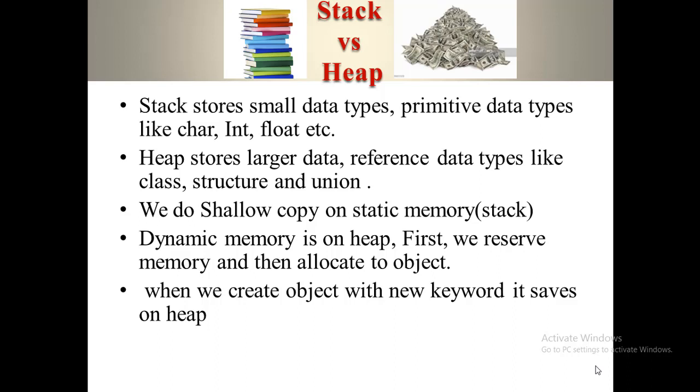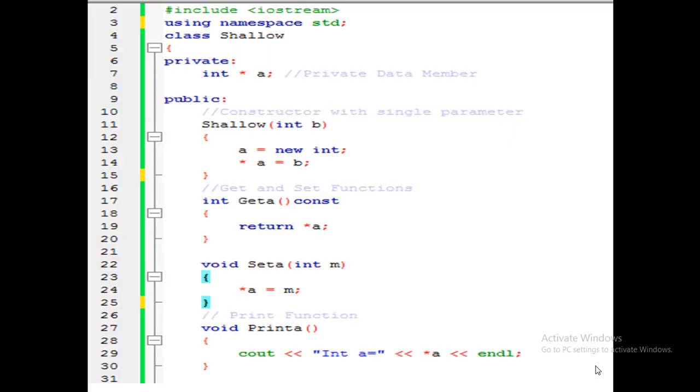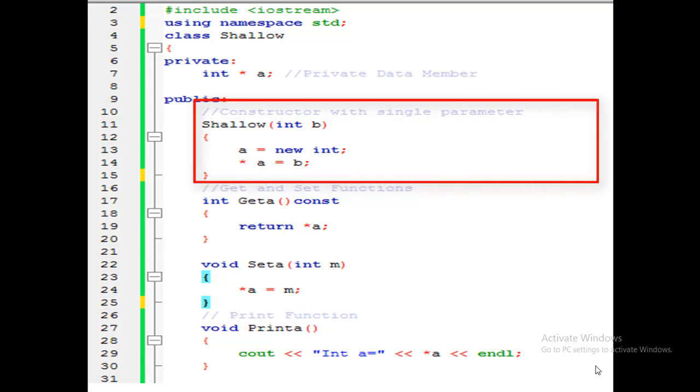Let's have a quick recap of shallow copy constructor and deep copy constructor with an example. Shallow copy works well in static memory on stack, while it does not work well in dynamic memory. So let's see an example. We created a class shallow and then in the private section created a pointer variable of integer type. Under the public section, we created a constructor with a single parameter.